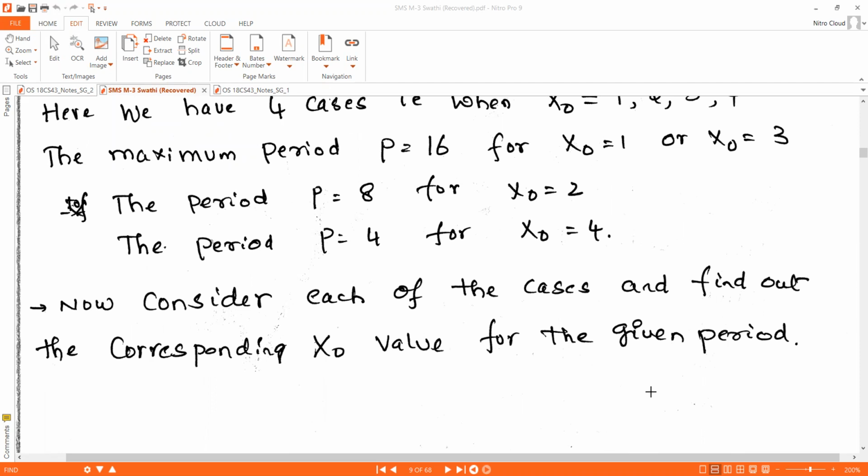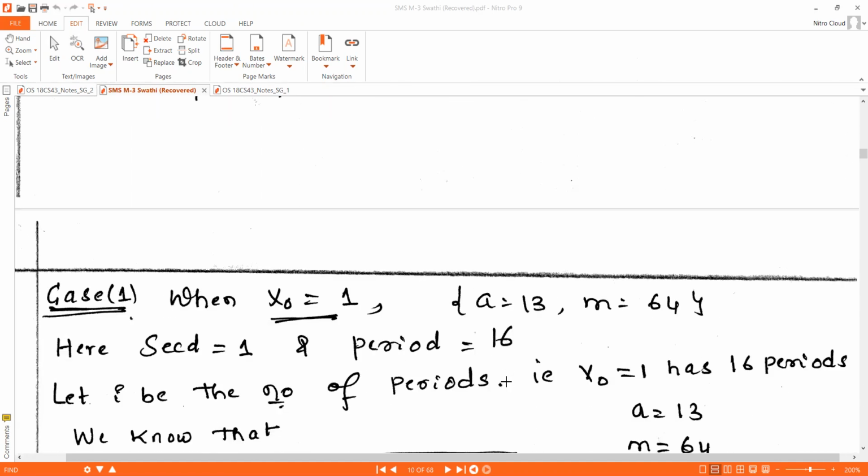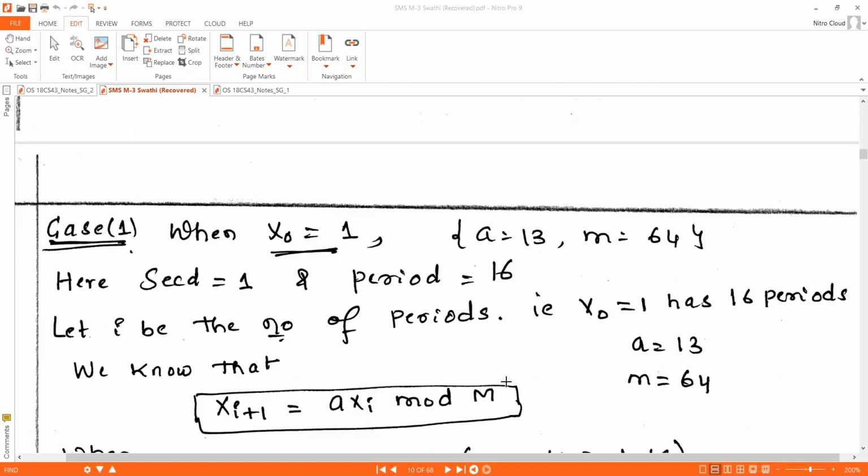Here they have asked us to find the x naught value for the given period length. So first, in the first case, we'll take the seed value as 1. In the question, they asked us to find x values when the seed value is 1, find the x value when the seed value is 2, find the x value when the seed value is 3, and find the x value when the seed value is 4. They gave different seed values, and they have asked us to find the xi values.